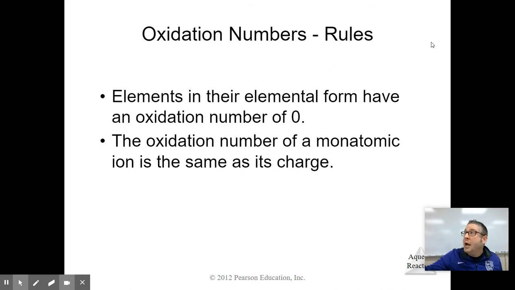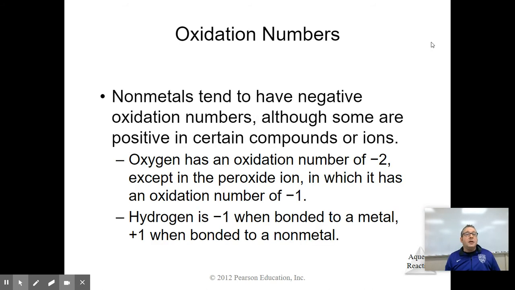Same thing goes for metals. If we have calcium, we've already seen calcium. If we have potassium, potassium forms an ionic charge of +1. If it's an ion in the problem, then it'll also have an oxidation number of +1. So nonmetals tend to have negative oxidation numbers, much like their ionic charges, although some are positive in certain compounds or ions. Yes, there are some points where nonmetals may have a positive oxidation number. Again, these numbers are arbitrary, so don't panic.